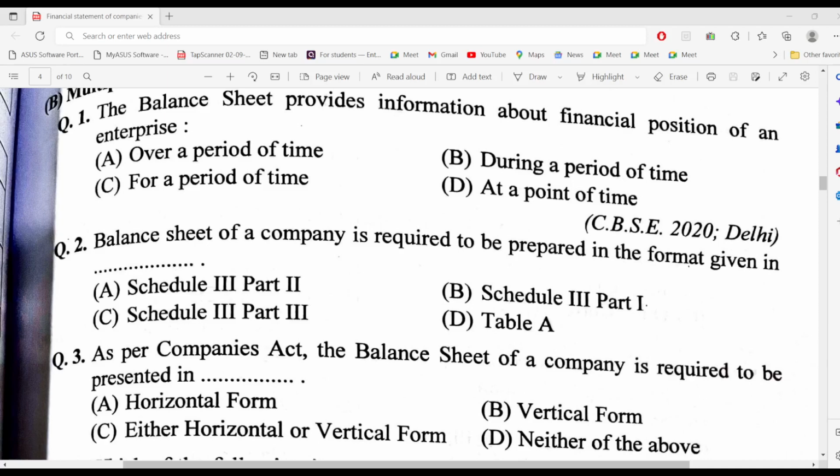Hello everyone. Now we are going to do some questions of financial statement analysis. So let's start. First question.